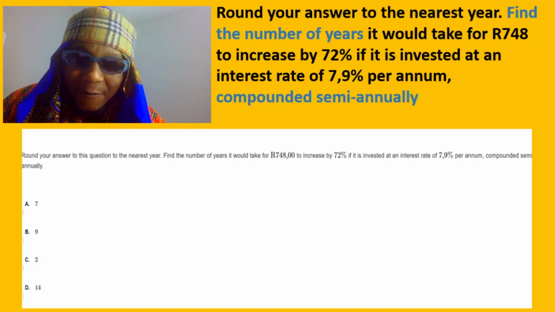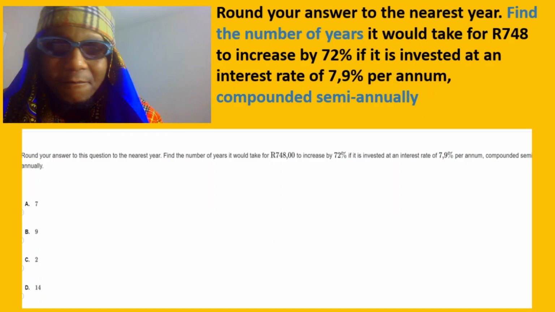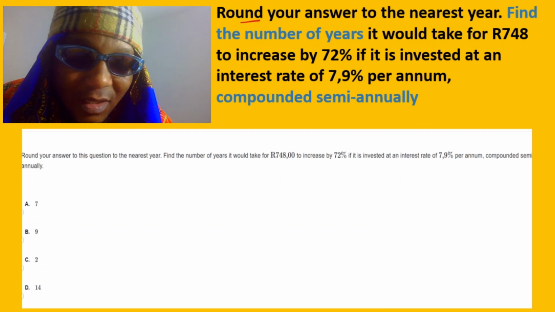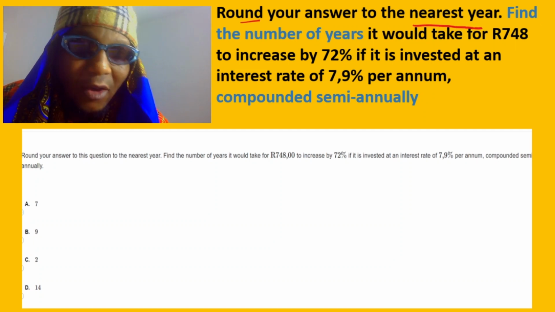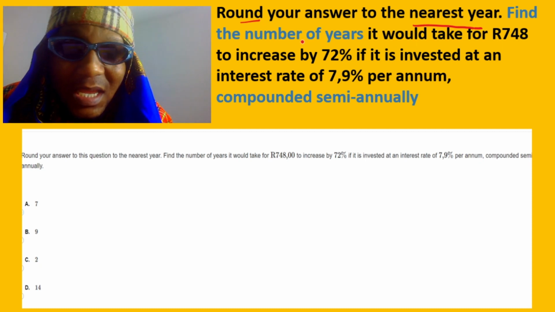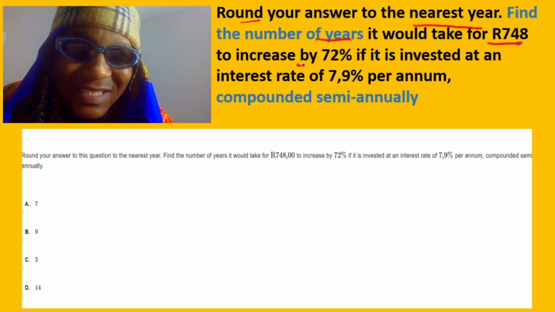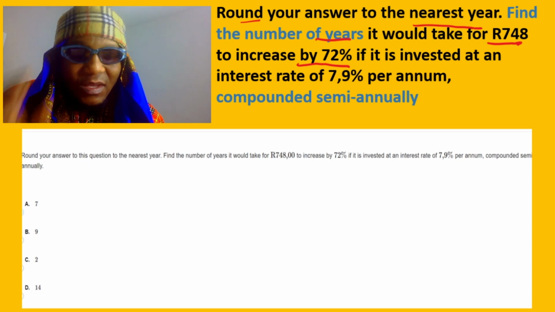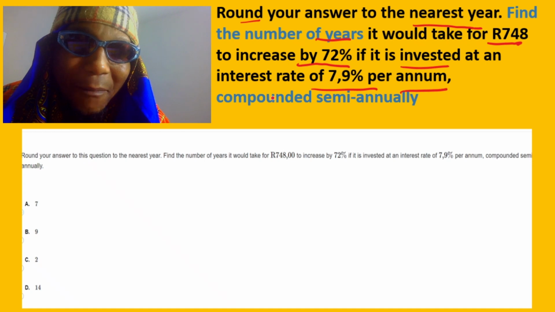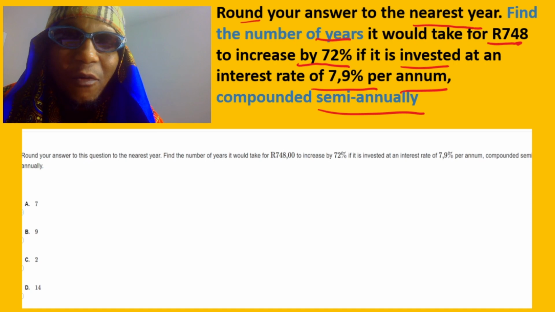So now the question says here, this is more financial mathematics. Let's get started. They say round your answer to the nearest year. We have to calculate the time, but our answer has to be in years. The amount is going to increase by 72%. This amount increases if it's invested at an interest rate of 7.9% per annum, compounded semi-annually. So this is compound interest, and we have a formula for compound interest.